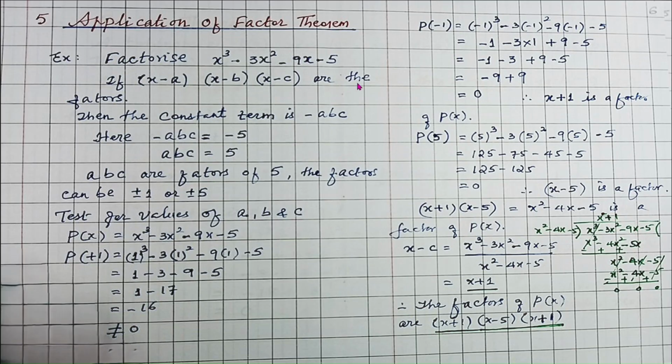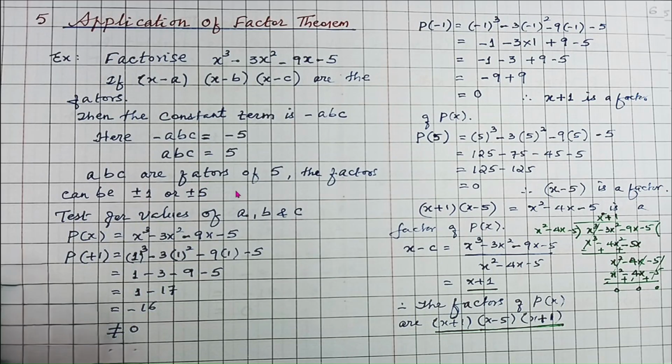If x minus a, x minus b, x minus c are the factors, because it is a cube term, that means there have to be three factors. Then the constant term, minus into minus is plus, plus into minus is minus, is minus abc. The constant term of the multiplication of these three factors is minus abc, and minus abc here is minus 5, therefore abc is 5. If abc is 5, then a, b, c are factors of 5, and the factors of 5 are plus minus 1, plus minus 5.